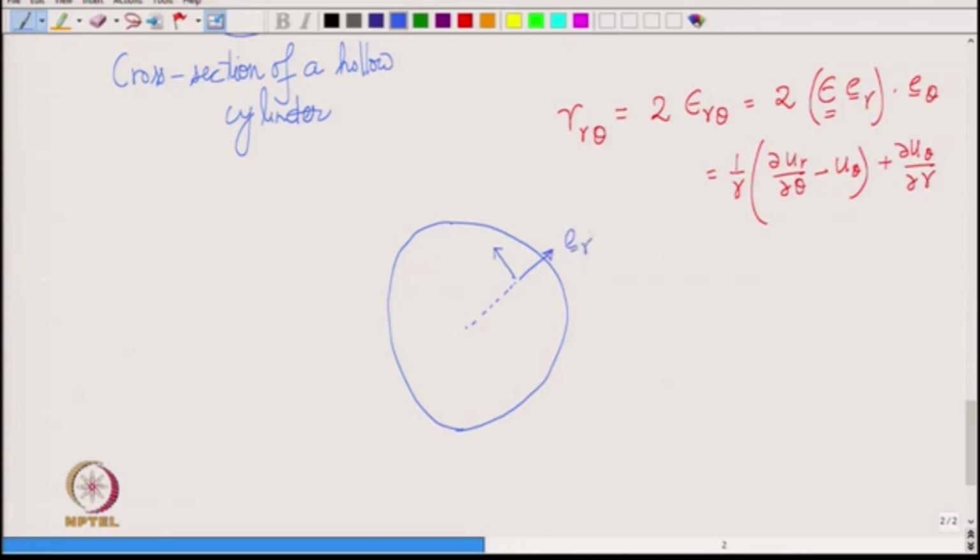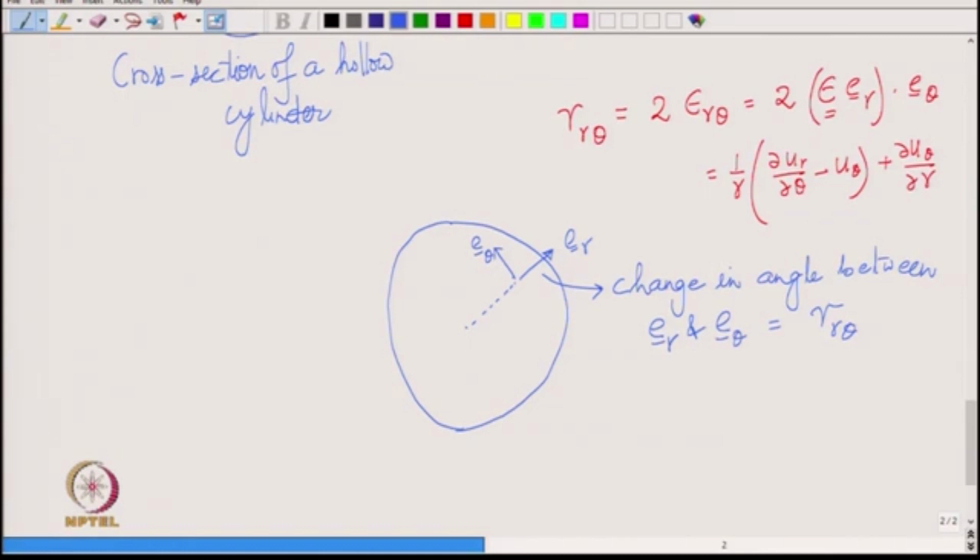So, one is e r and the other one is e theta, and we are talking about the change in angle between these two line elements. Okay. So, change in angle between e r and e theta, that is gamma r theta, the shear strain. Okay. And it has got this extra term minus u theta by r.